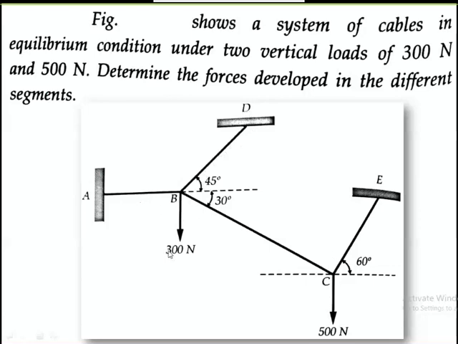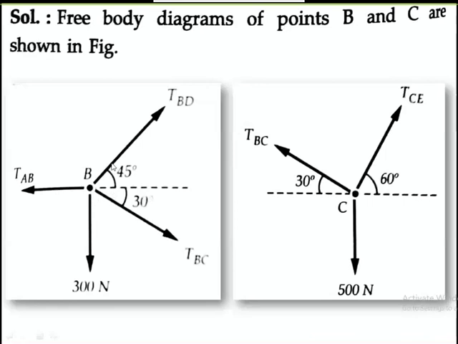You can observe here, this is joint B, and the tension in the string BD we will write as TBD. TBD means tension in the string BD. Whenever it is a tension, always you have to write an arrow away from the joint. That is TBD. The inclination is 45 degrees, and the other one is TBC. It is connected by a weight of 300 Newton, and the other member is TAB.